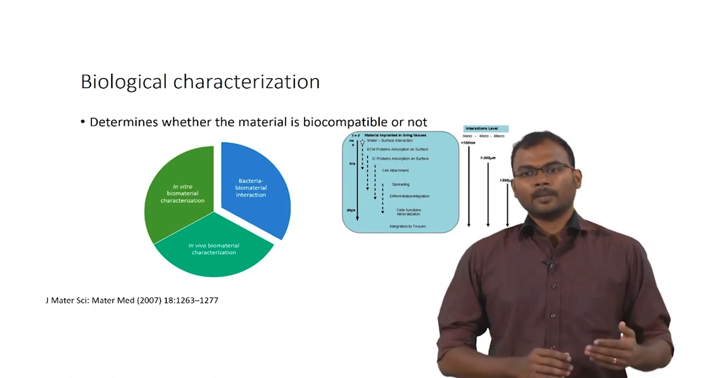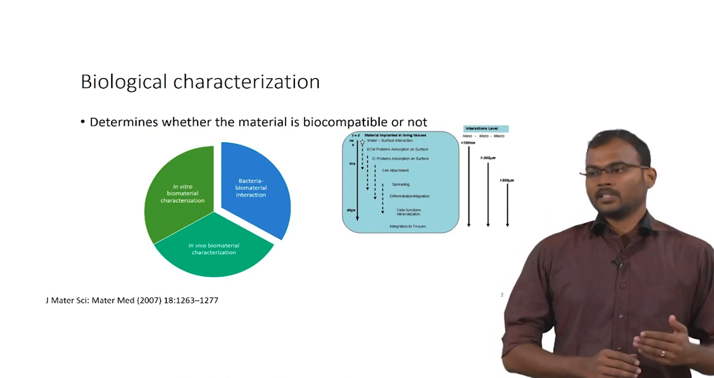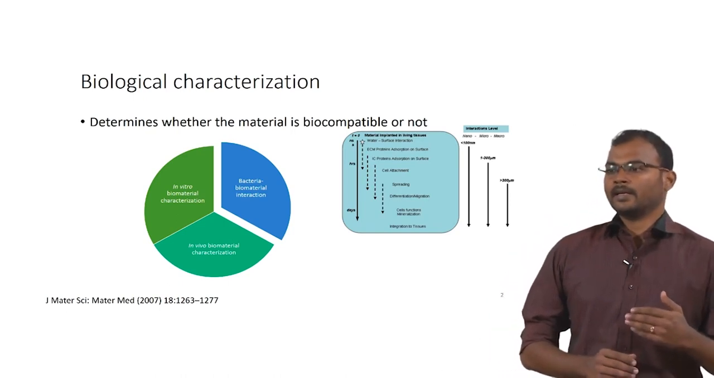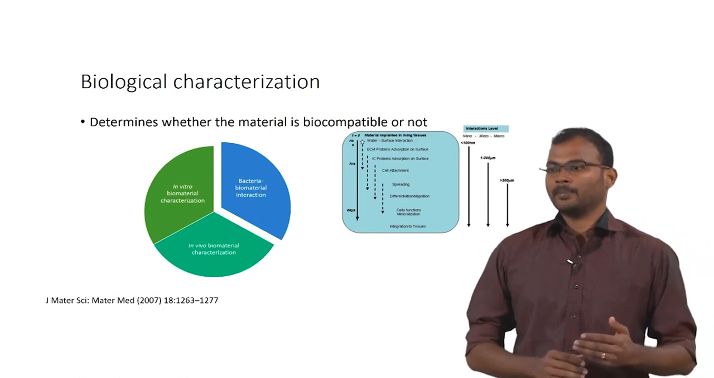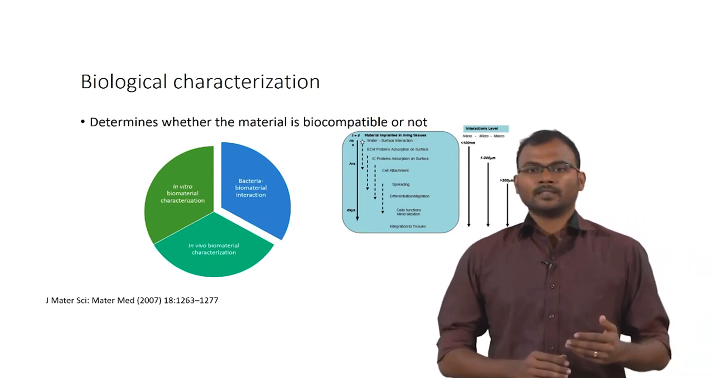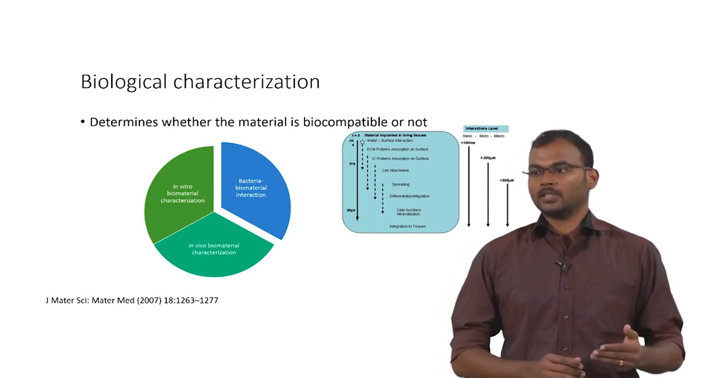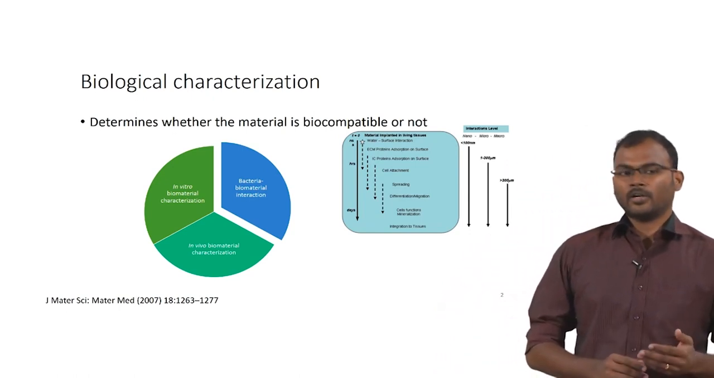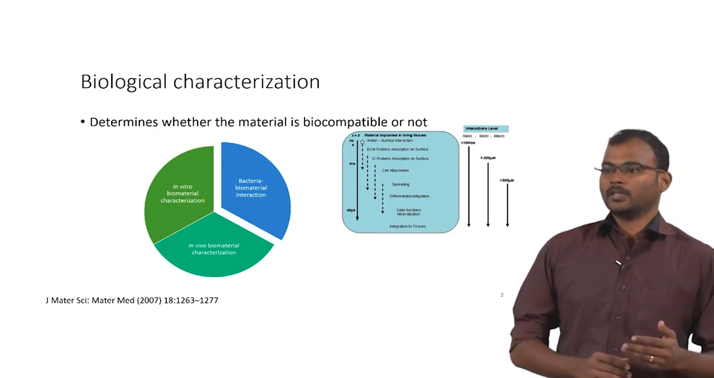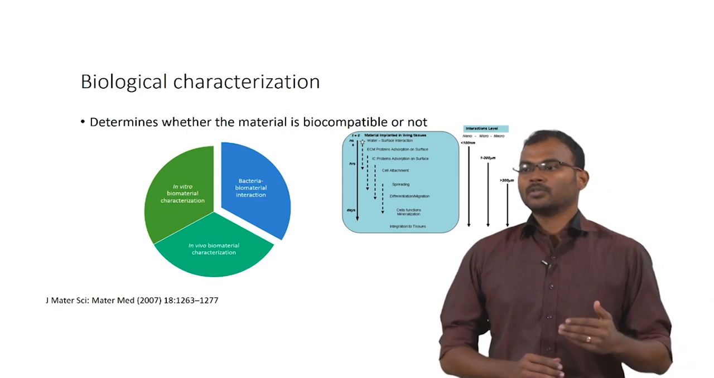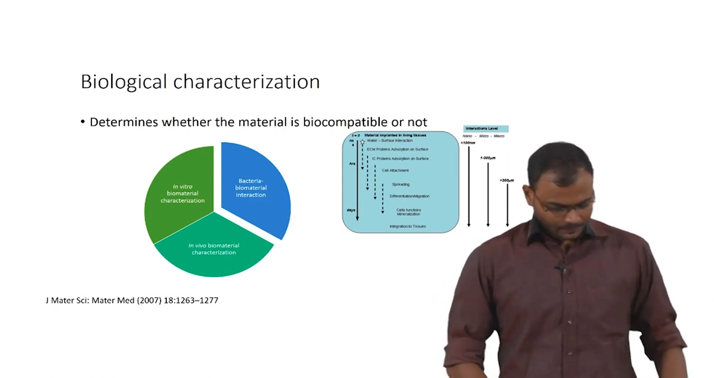So based on the application, you have to decide what type of interaction you need. If you need an interaction between the cells and the material for applications such as orthopedic implants, wound dressing and all, you need your material to be integrated with the host cells. But if you are looking into cardiovascular devices and all, where you don't need any cells to be adhered onto the surfaces, you should avoid cell attachment on the material surfaces.